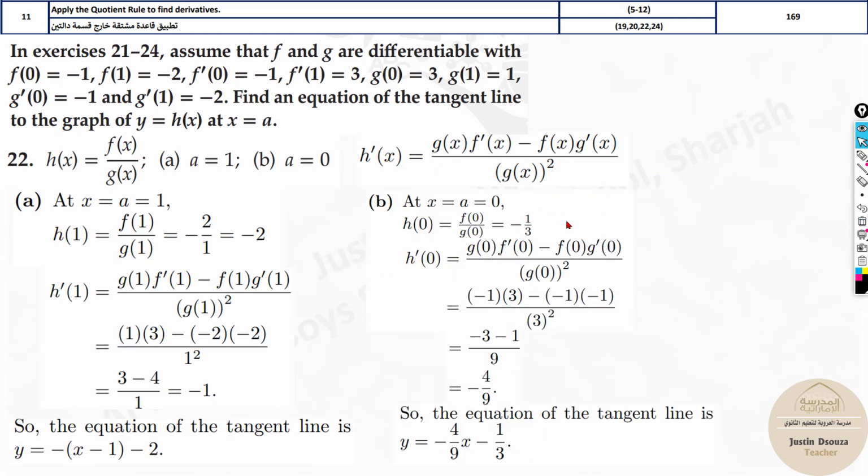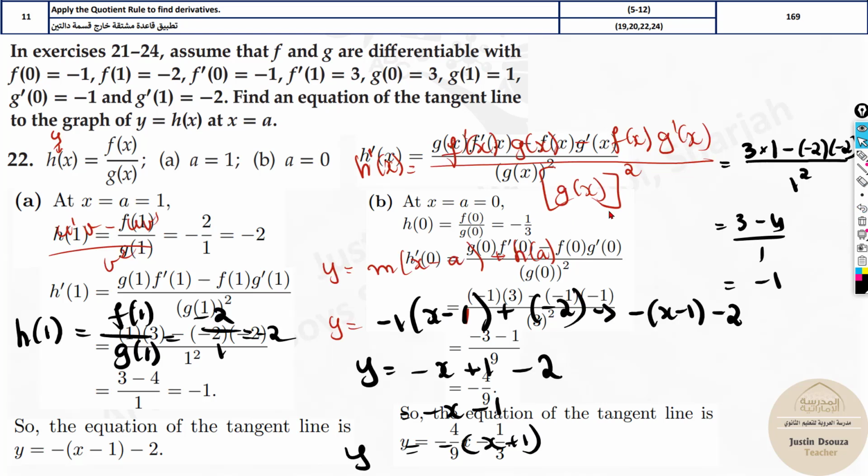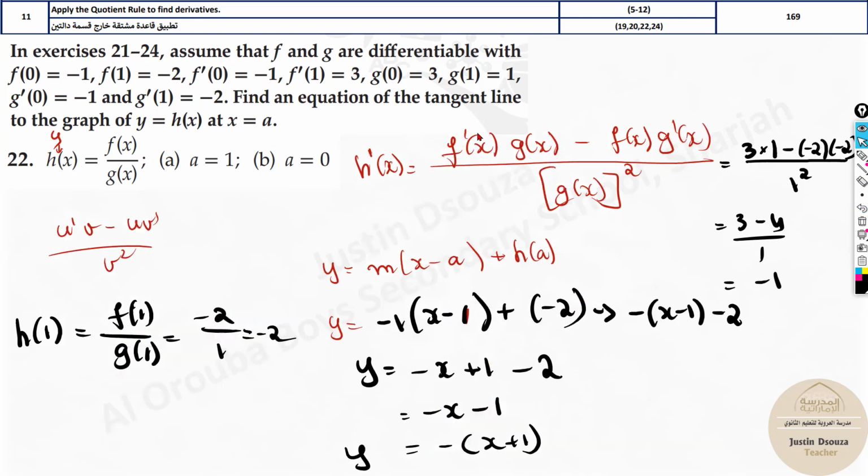And the second part, a is 0. It's the same thing that we did. See what we did over here, but everything will be in terms of 0 now. Here, I'll just change over here. This will be 0. This will be the new value. Over here, everything will be the new value. Okay, we can just solve this one as well.